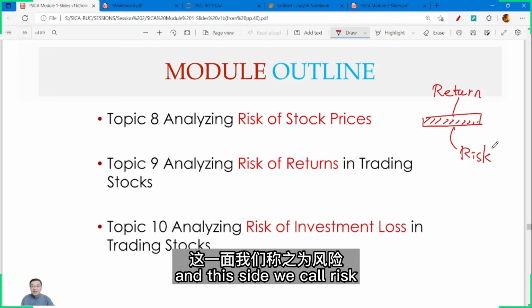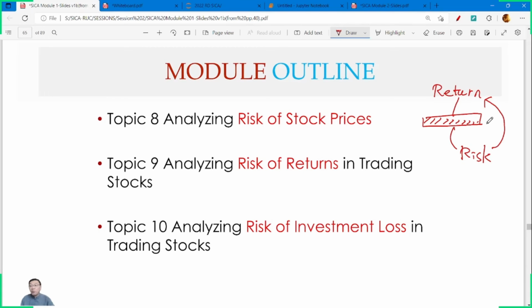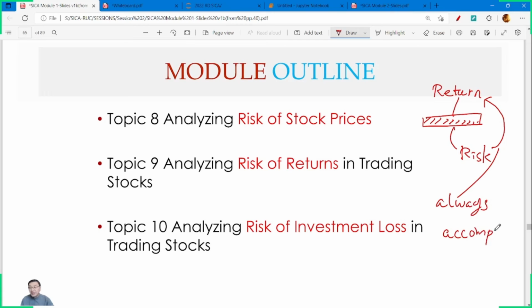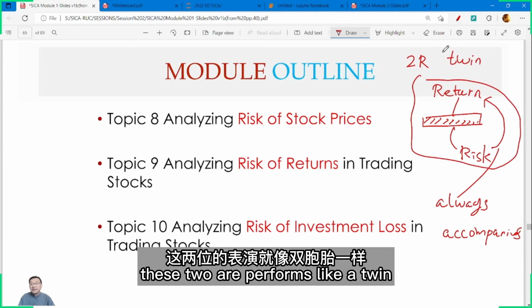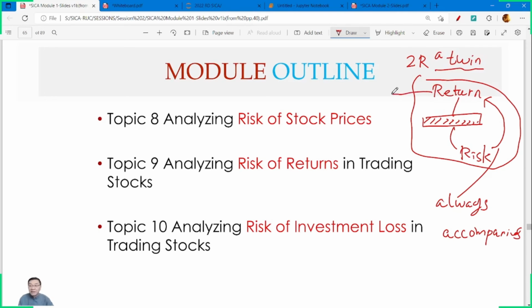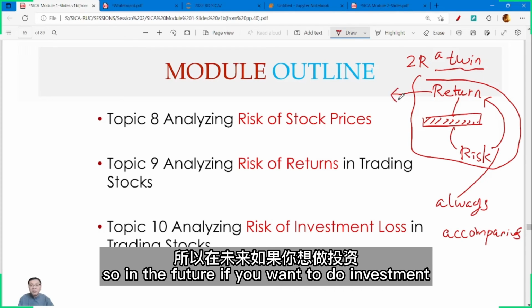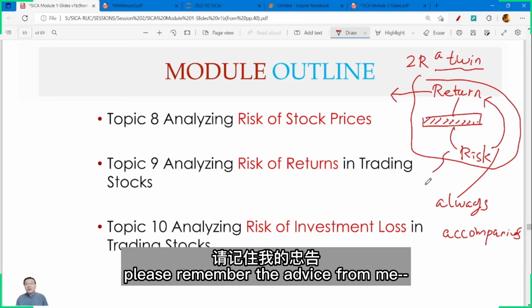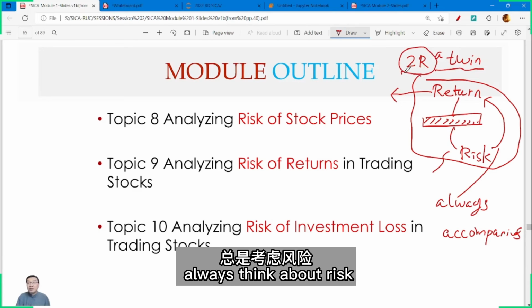This means that risk will always accompany return. These two perform like a twin. So in the future, if you want to do investment, whenever you look at return, please remember this advice from me: always think about risk. Or you can always think about the two together.